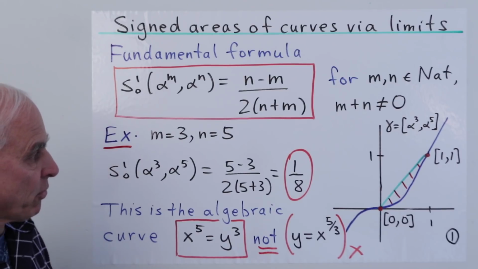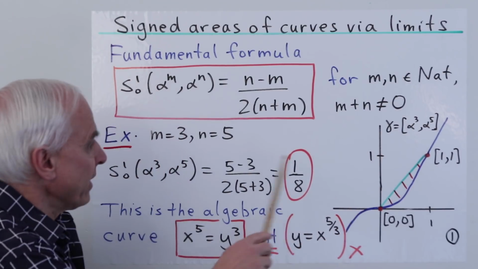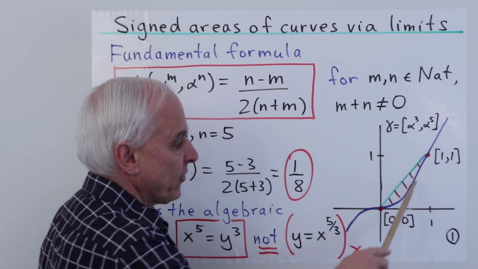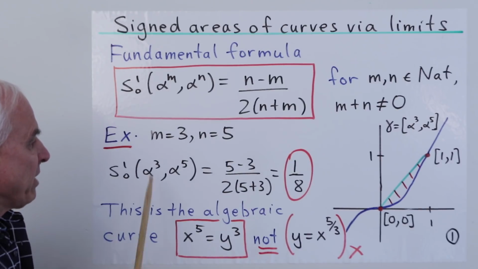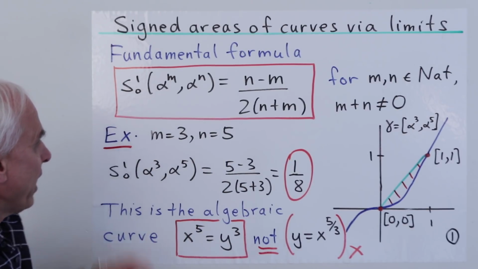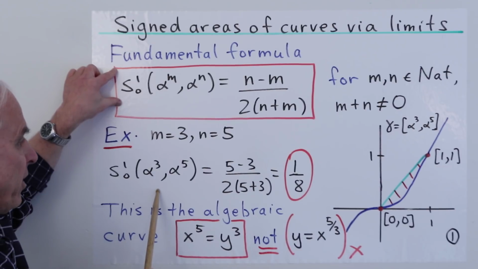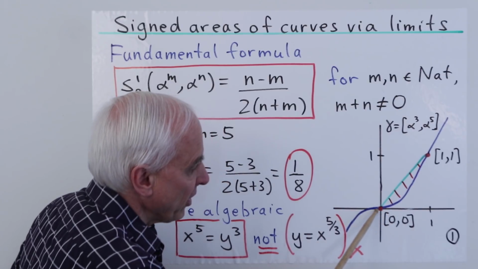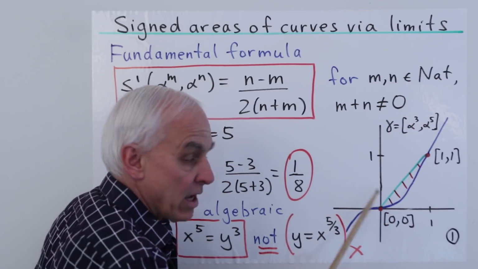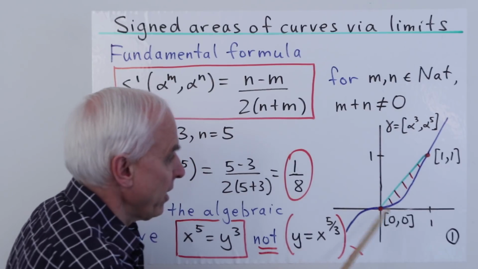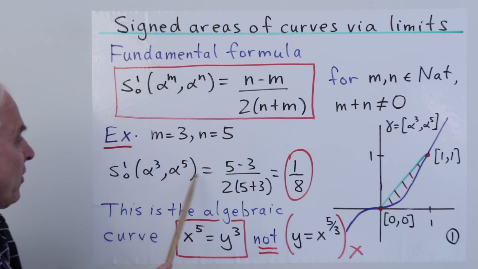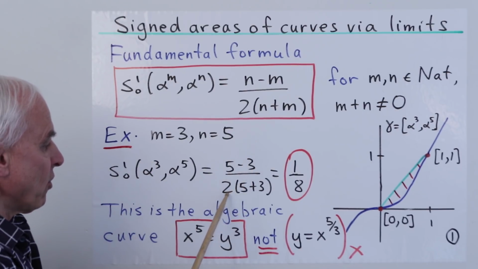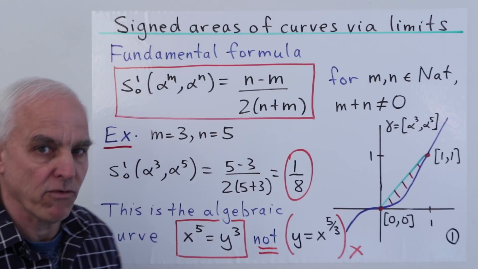Okay, very specific example. We're going to look at the particular curve, gamma, which is alpha cubed, alpha to the fifth. And it's a curve that looks something like this. So m equals 3 and n equals 5. And according to the formula then, the signed area of this thing, which is this area that we have here, from 0 to 1, and there's a straight line coming back. So that signed area there, positively oriented, is 5 minus 3 divided by 2 times 5 plus 3. So that's 2 over 2 times 8, so a total of 1 over 8.